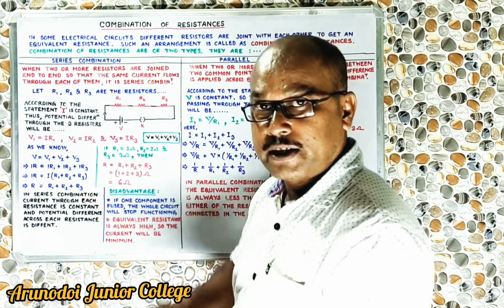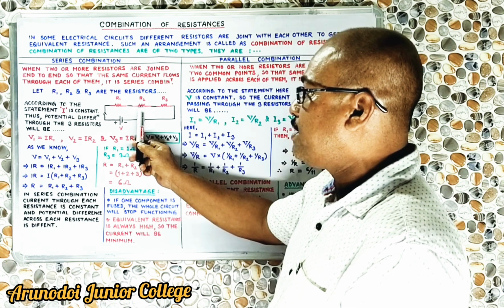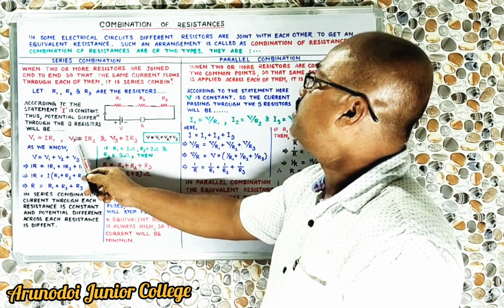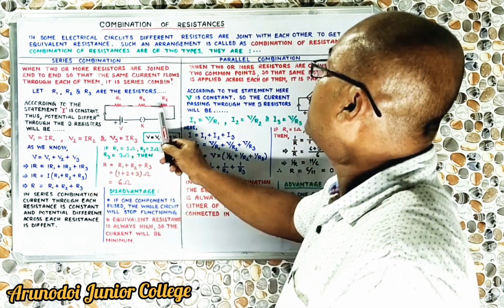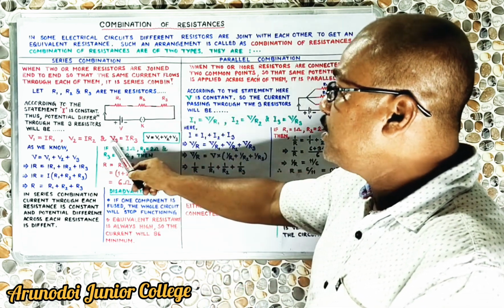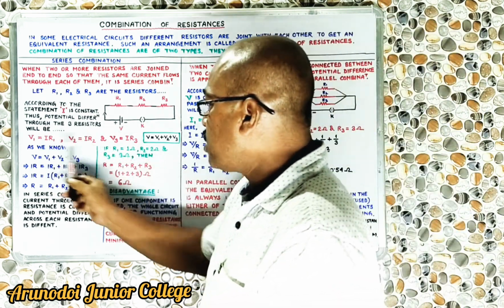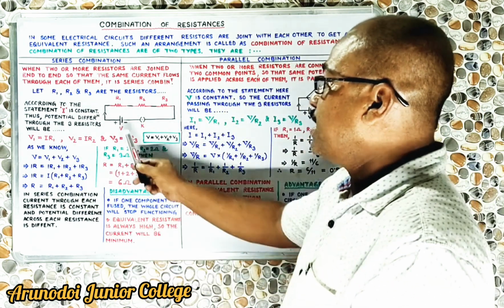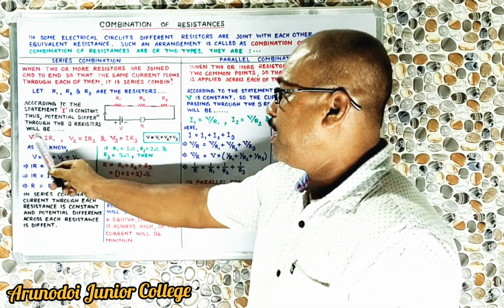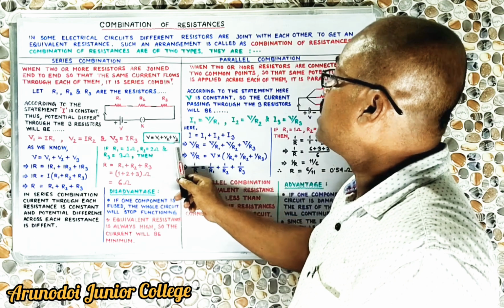Here I is constant. Similarly, the potential difference across the second resistor, V2, is equal to IR2. And accordingly, the potential difference across the third resistor R3 will be V3, that is equal to IR3. In all these conditions, as I have already mentioned, V is equal to V1 plus V2 plus V3.